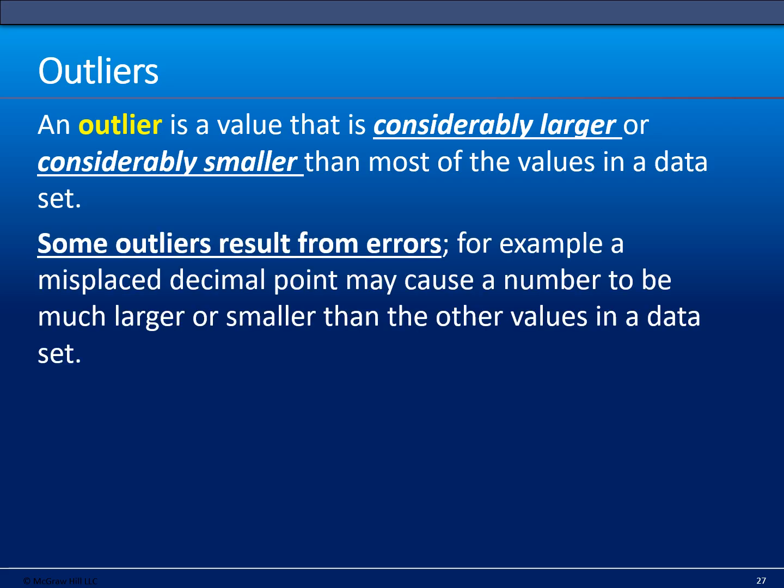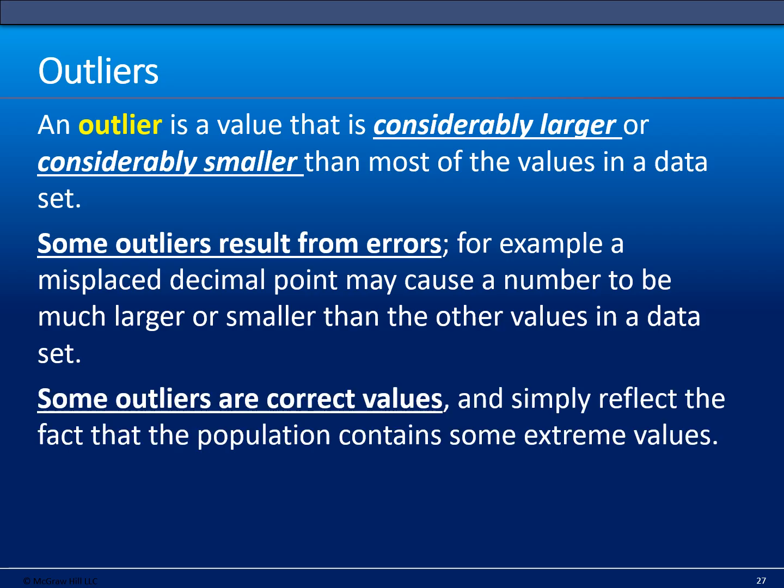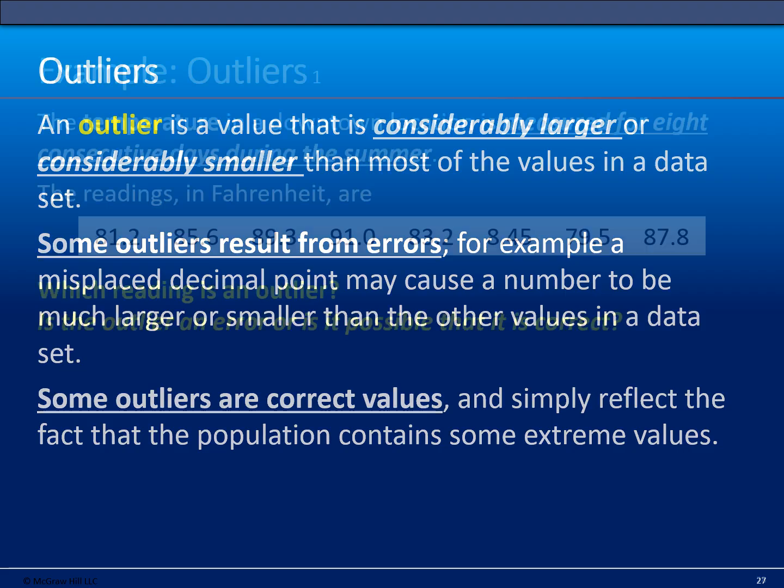An outlier is a value that is considerably larger or considerably smaller than most of the values in a data set. Sometimes outliers result from errors. For example, when I'm typing things in, one of the most common is a misplaced decimal point that can make a number much larger or much smaller. Some outliers, however, are correct values. They just represent a different opinion or a different measurement for a small population or a small number of people responding or being observed. There just sometimes are extreme values.